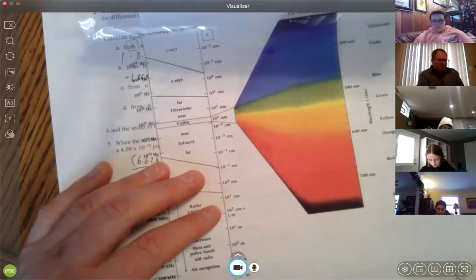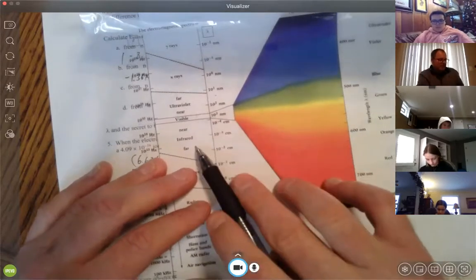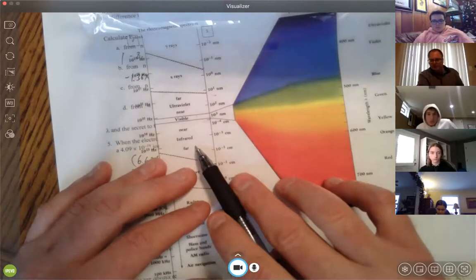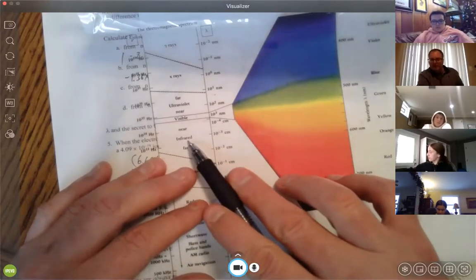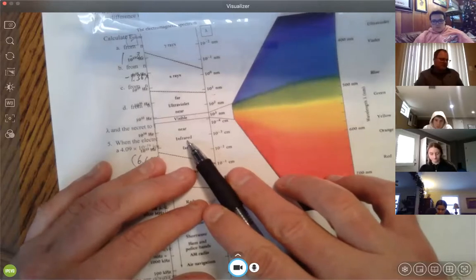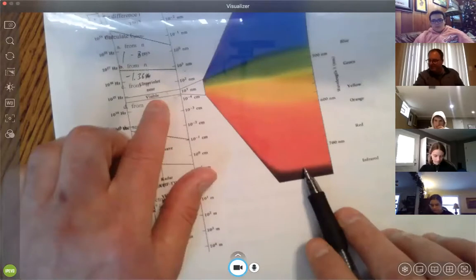So above infrared, frequency wise, what do you think we have? Infra means below, inferior, right? Below infrared. So right there, we get into our visible spectrum, and that's where we have red come in.